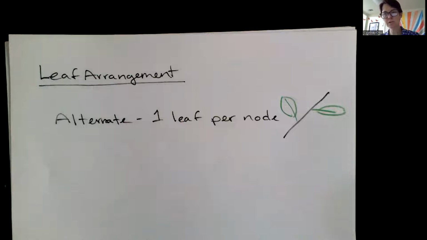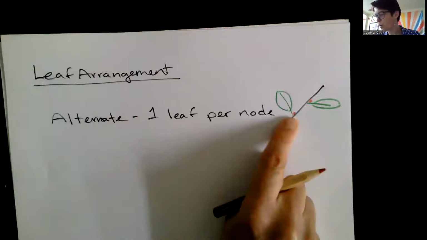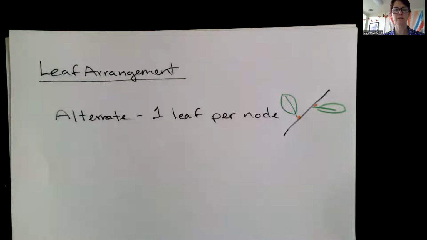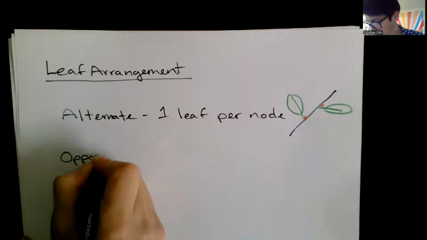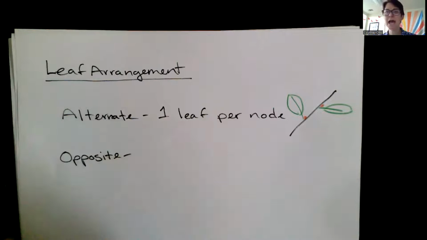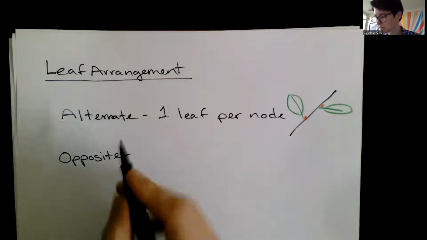And remember, each and every single one of those leaves is also going to have a tiny little axillary bud there, right? So just one single leaf at every node. Well, other plants are going to have what we call an opposite leaf arrangement. And in an opposite leaf arrangement, we're going to find two leaves at every node.